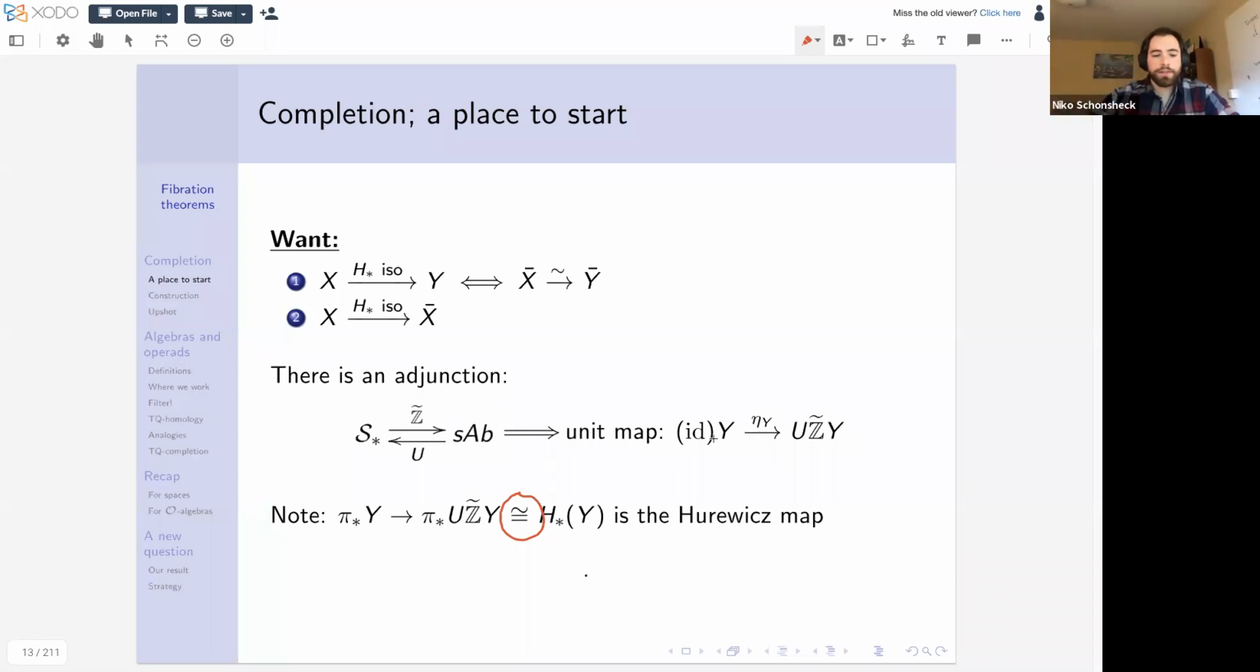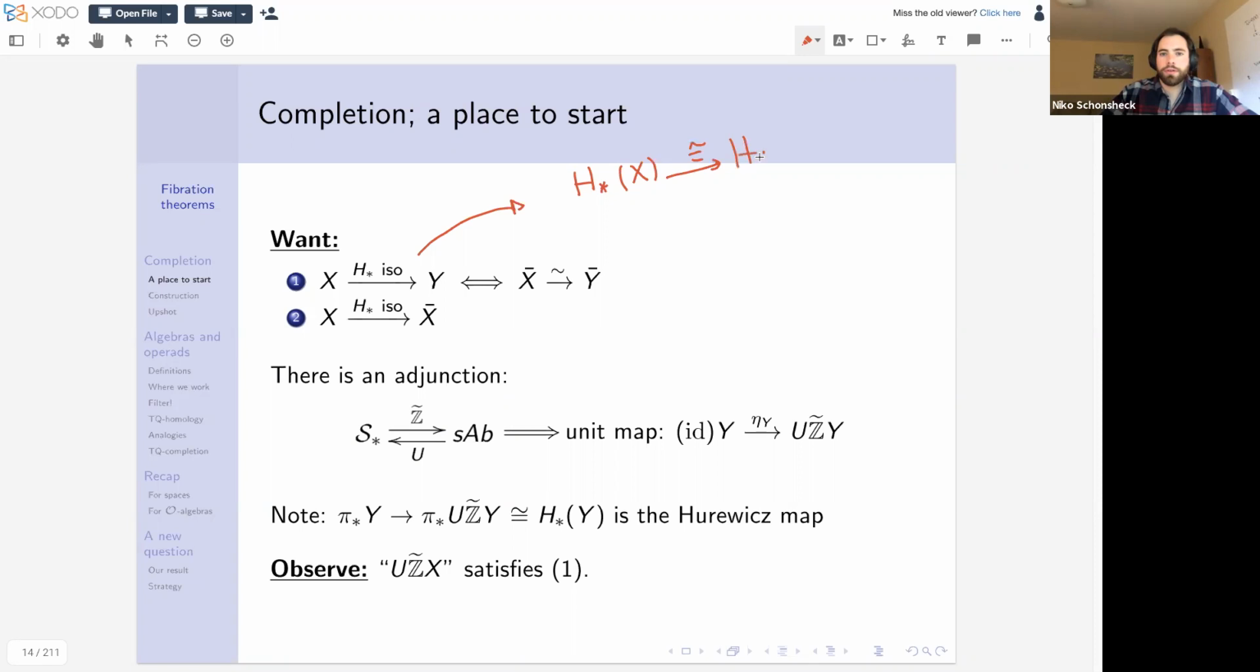What this tells us is that this UZ tilde construction satisfies the first property we want. Just to be clear, having this homology isomorphism means that for each star, I have an isomorphism between homology of X and homology of Y, but that's exactly the homotopy groups of UZ tilde X and the homotopy groups of UZ tilde Y. So I get an iso here, and so I get my weak equivalence between UZ tilde X and UZ tilde Y.